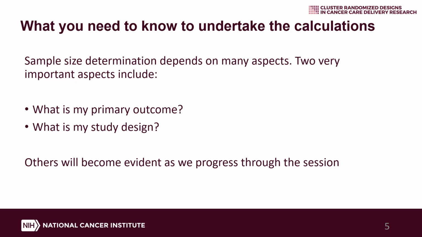Before we start these calculations, there are a few things that we need to fix, things about our study that we need to have already pre-specified and decided upon. Two of these aspects include thinking about what the primary outcome is and carefully specifying that, and also thinking about what type of study design you're going to undertake. Other aspects that are also important will become evident as we progress throughout the course.